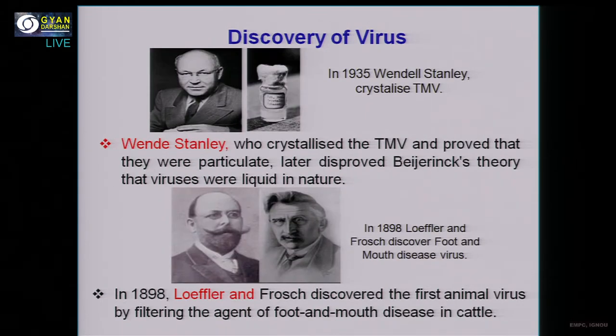Another very important scientist in the discovery of the virus is Wendell Stanley, who crystallized the TMV, tobacco mosaic virus, and proved that they are particulate, later disproving Beijerinck's theory that viruses are fluid in nature. In 1898, Loeffler and Frosch discovered the first animal virus by filtering the agent of foot and mouth disease in cattle.